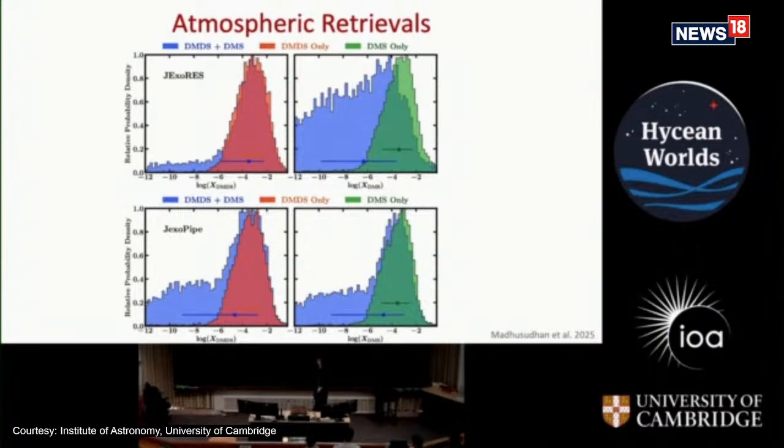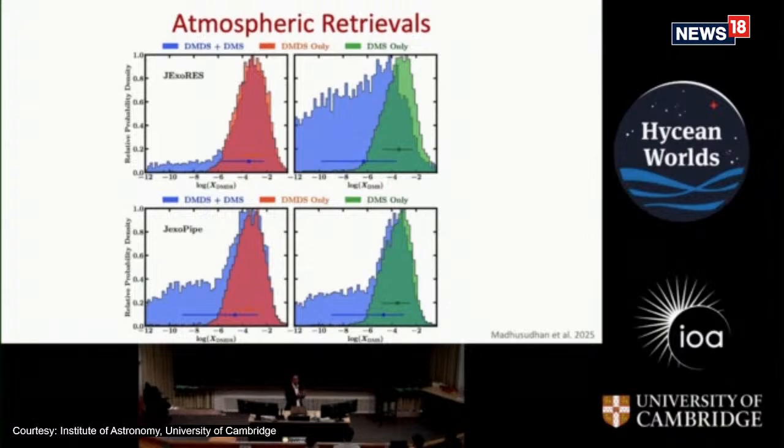And the green is when you have only DMS in the model. You see isolated peaks for each of those molecules. The summary here is that you need at least one of those two molecules to explain your data at a 3 sigma level. Okay?